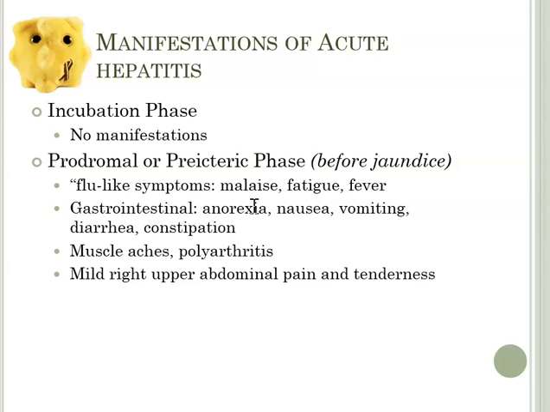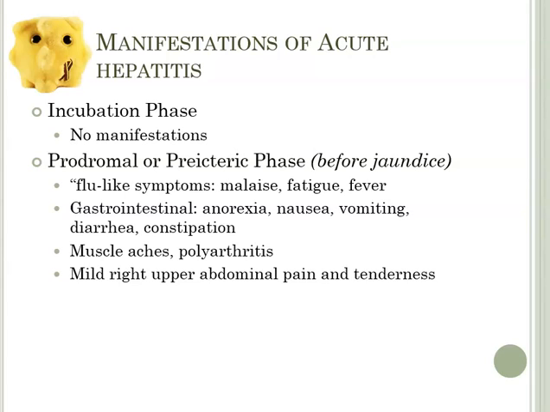So acute manifestations of hepatitis: in the incubation phase, you're not going to really be seeing a whole lot. The virus itself is going to replicate in the liver, so this is going to cause damage to liver cells, and that provokes an immune response, an inflammation, and necrosis of hepatocytes. So that's where you're going to start to get your manifestations.